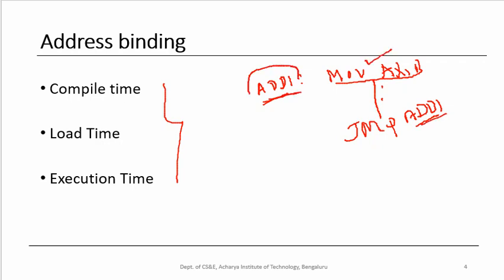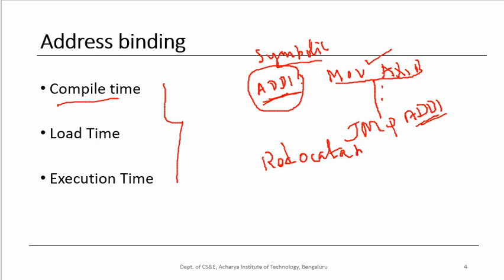So this kind of address is called a symbolic address. Okay, this is called a symbolic address. So at the compile time, whatever you find in the source code are all symbolic addresses. What happens at the compile time is that these symbolic addresses are converted into relocatable addresses. Remember this, relocatable addresses. What are relocatable addresses?